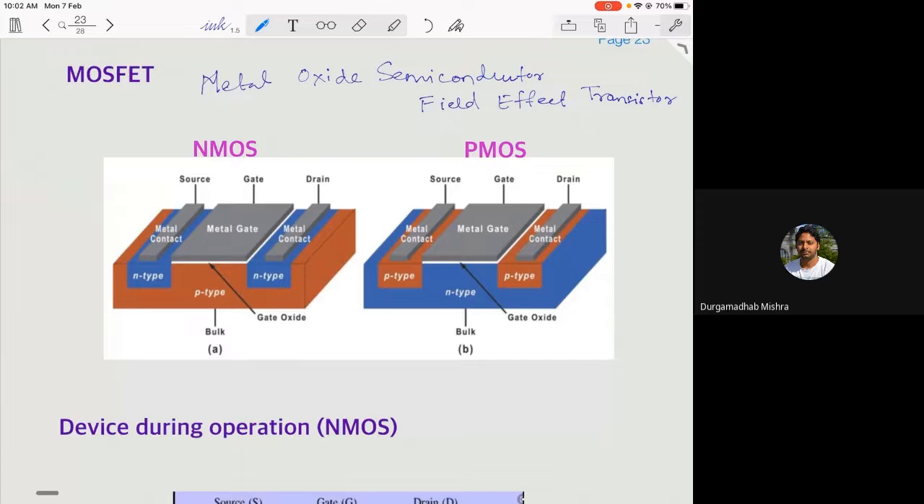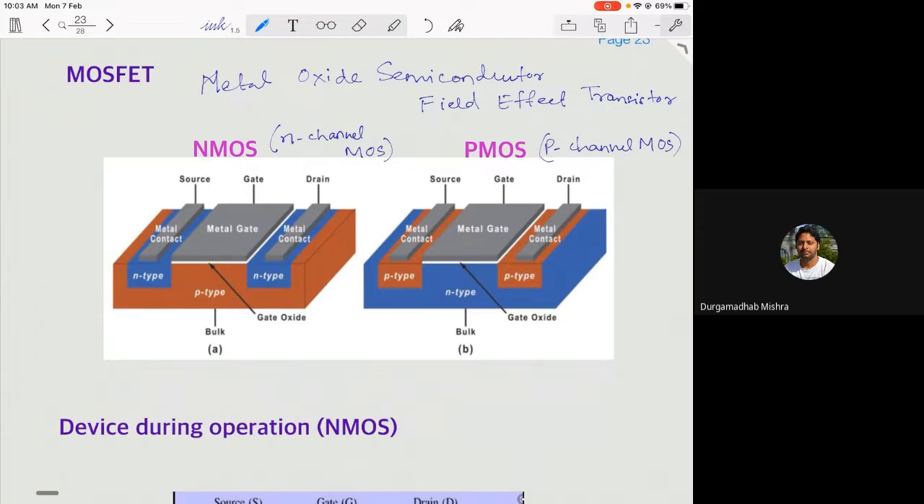On the left hand side, you see a picture of an NMOS, which means an N channel MOS. Similarly, PMOS means a P channel or hole channel MOS. That means hole is the primary or majority charge carrier in this device. In NMOS, it will be electron.